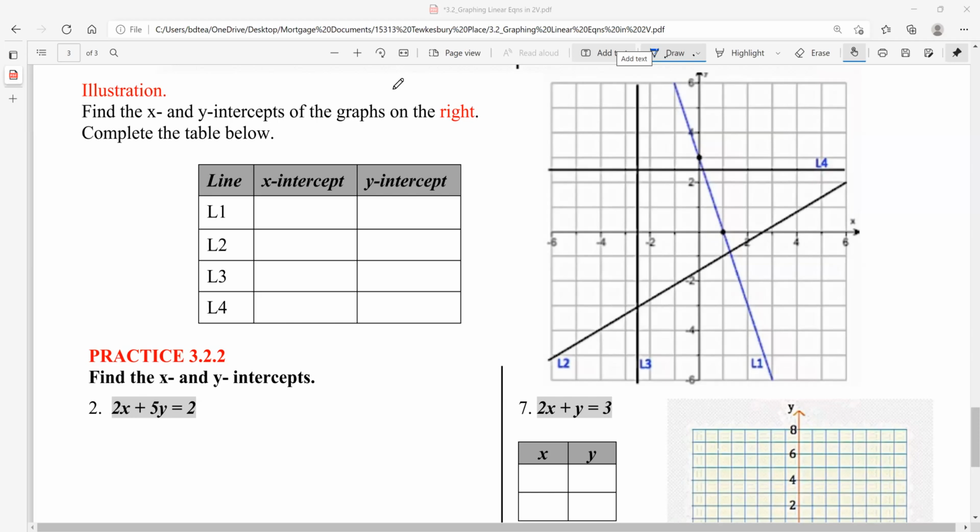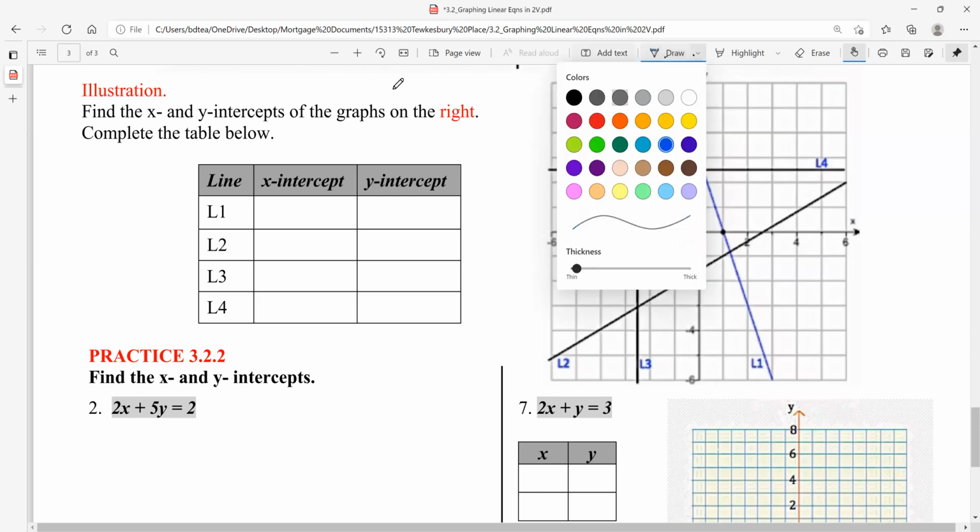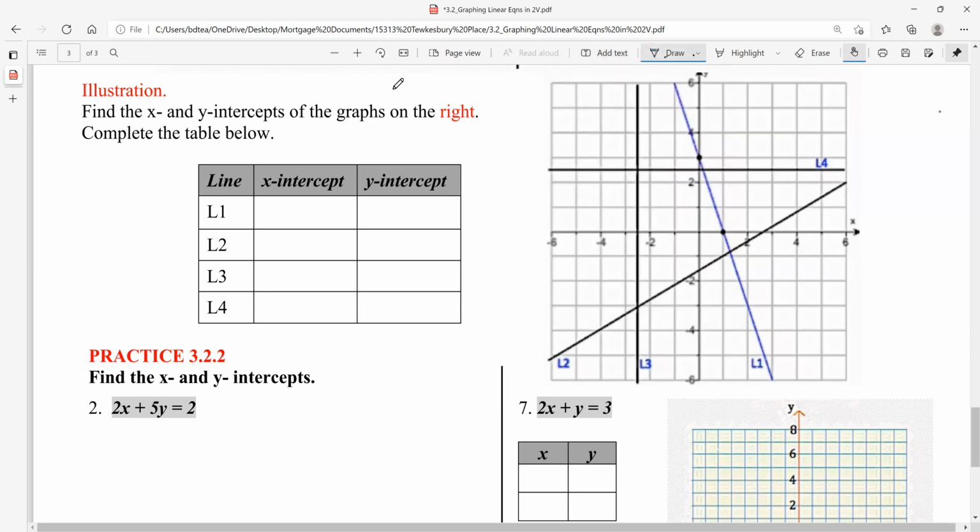Okay, let's look at this illustration here. Find the x and y intercepts of the graphs on the right. Complete the table below. All right, so let's see if we can find them. We have 4 lines here. Let's look at line 1. They want you to identify the x-intercept and the y-intercept. Line 1 is the blue line here, and we're looking for its x-intercept and y-intercept.